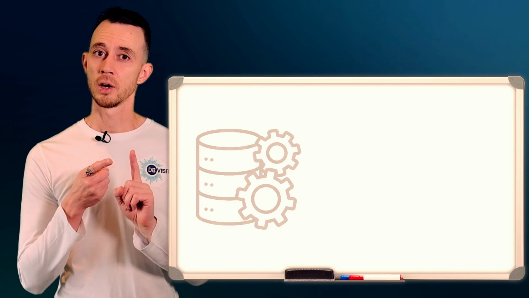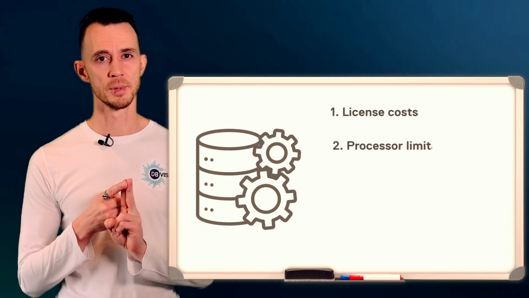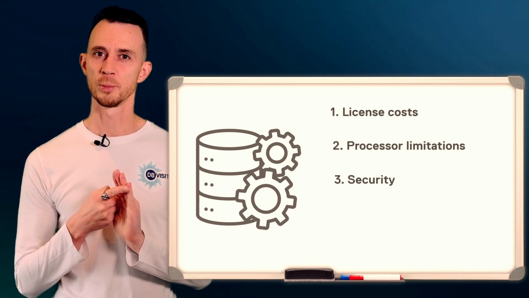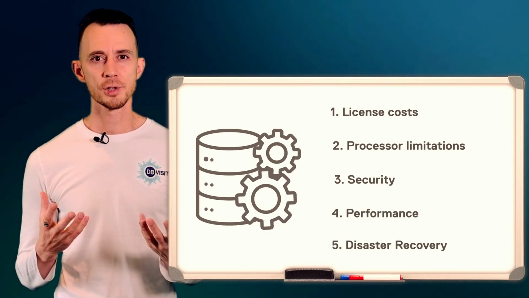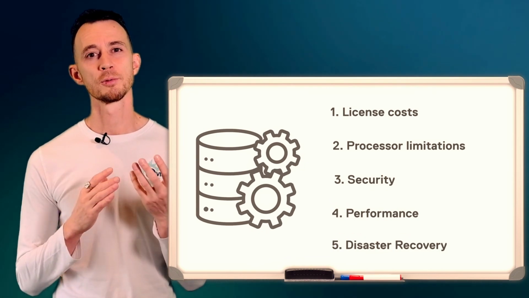In this video, we're going to go through 5 important areas of consideration: license costs, processor limitations, security, performance, and disaster recovery. We're also going to cover a couple of gotchas and ways to make the most of whatever Oracle version you choose.